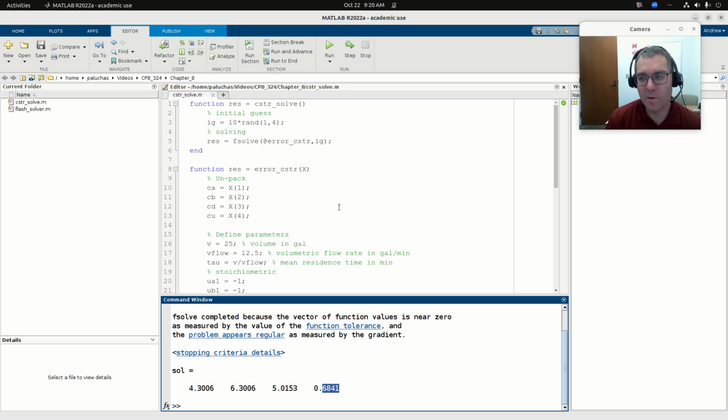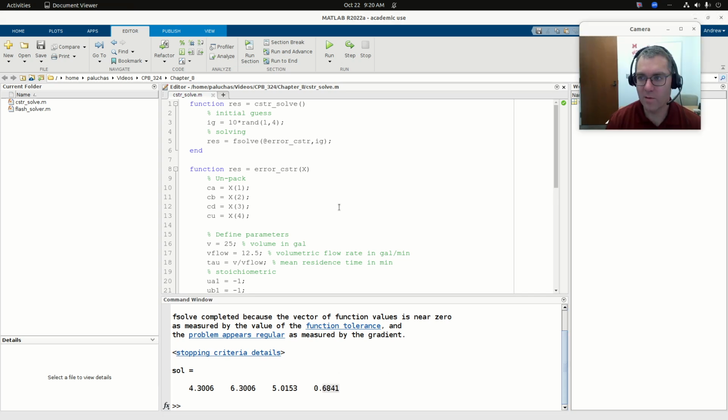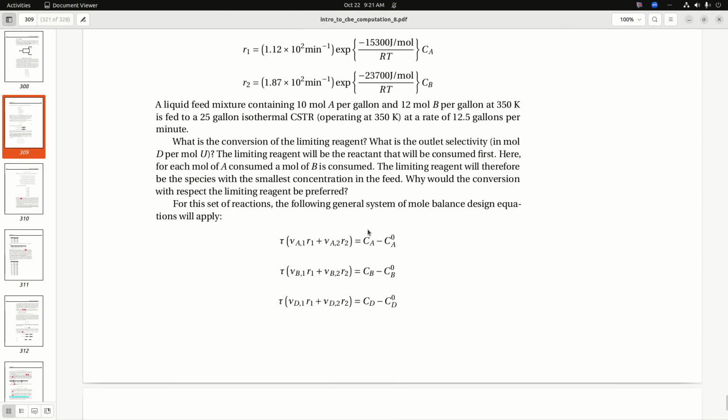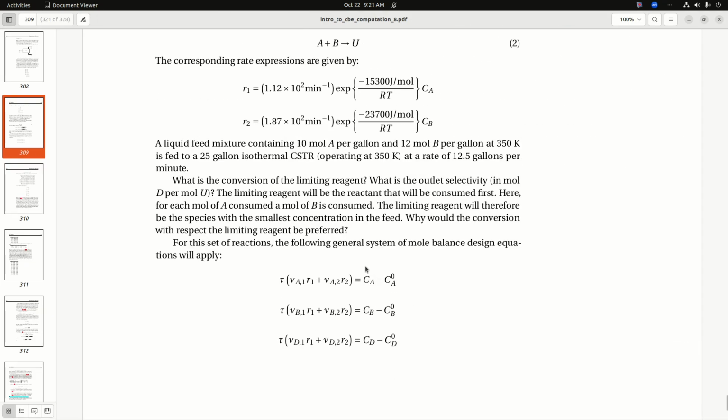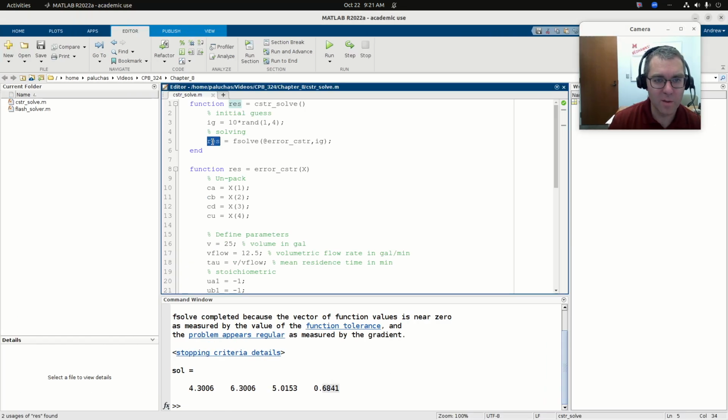Okay, and so what I'm going to do next, though, is the problem section. Okay, so I solved for my exit concentration, so now I know my exit concentrations. But it asks for 2 other quantities. It asks what's the conversion of the limiting reagent. So what do I mean by the conversion of the limiting reagent? So let me call this just SOL.